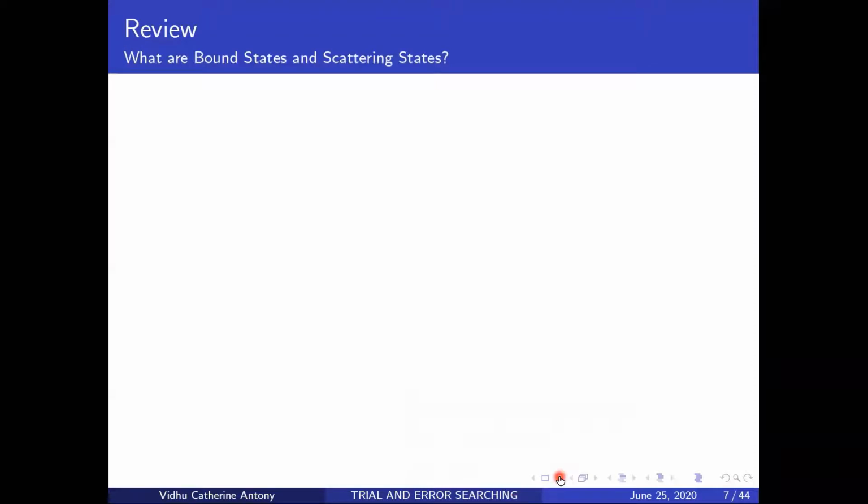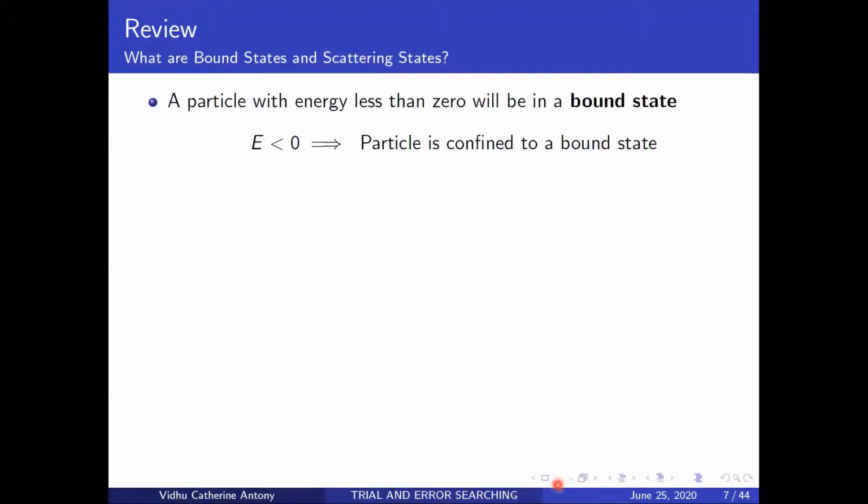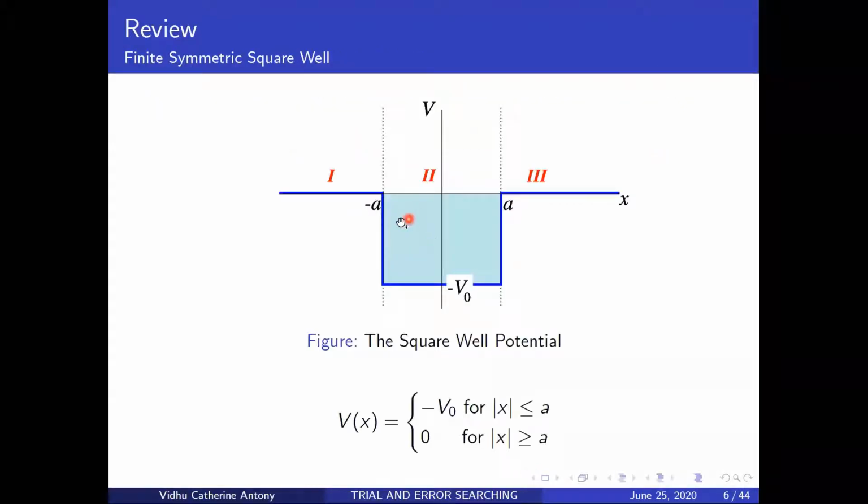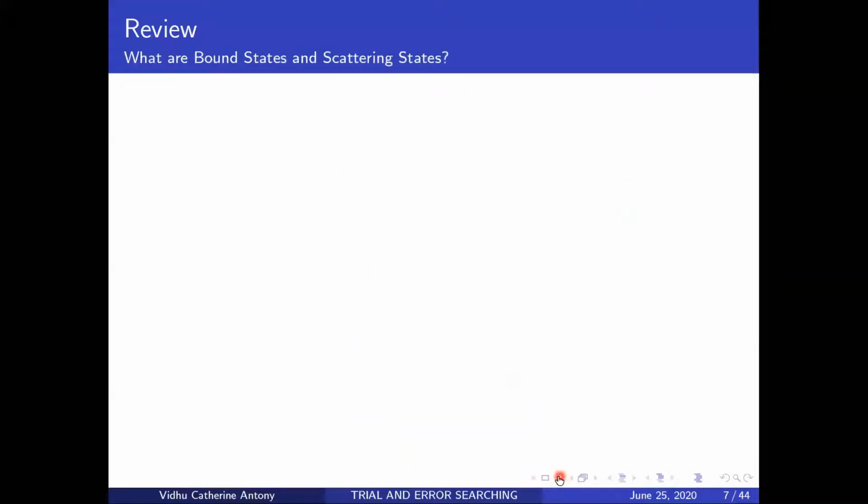Now we're looking at what are bound states and scattering states. A bound state means the particle is bound inside the potential well, so your energy is going to be less than 0. When your particle is bound inside the potential well, your energy is less than 0, right? If your particle is somewhere here, then it's going to be a negative potential, so it's going to be less than 0.